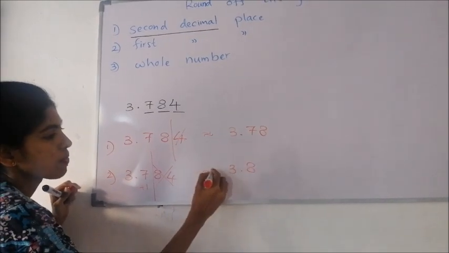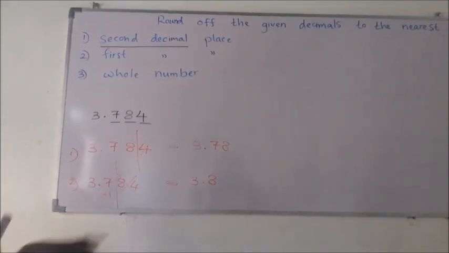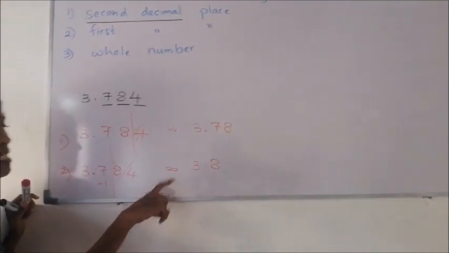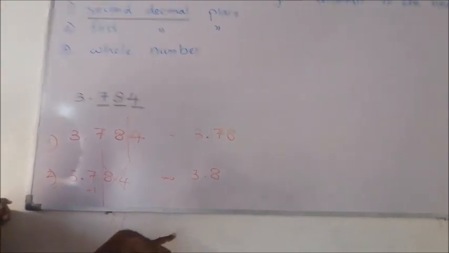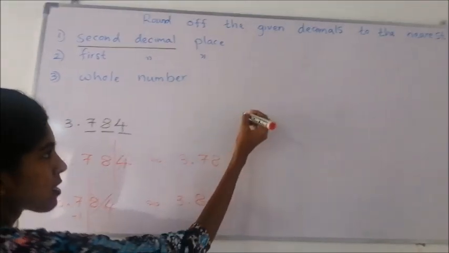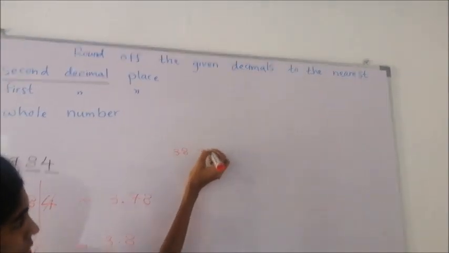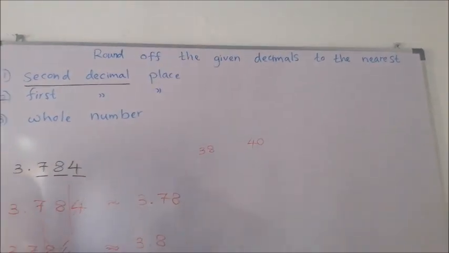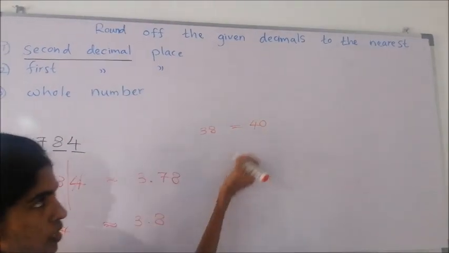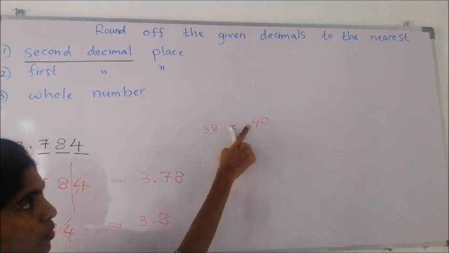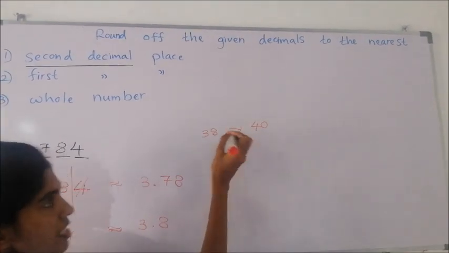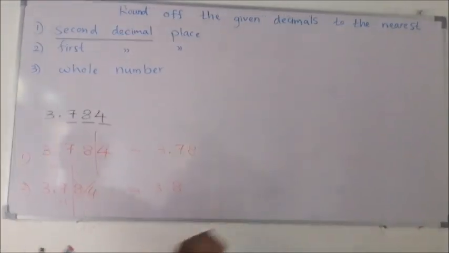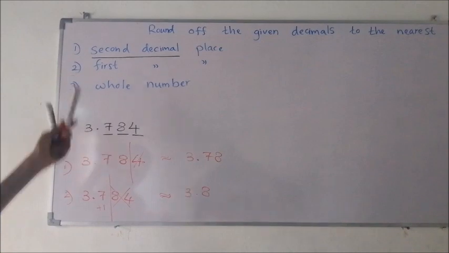Okay, so what will come? 3.8. Remember that, children, this mark is not an equal mark. This is approximately equal. Why? When we round off 38, 40 comes out as the nearest multiple of 10. Are these two equal? Can we put an equal mark? No, they are approximately equal, nearly equal. So we put this symbol only. So children, this is the answer for the second one.